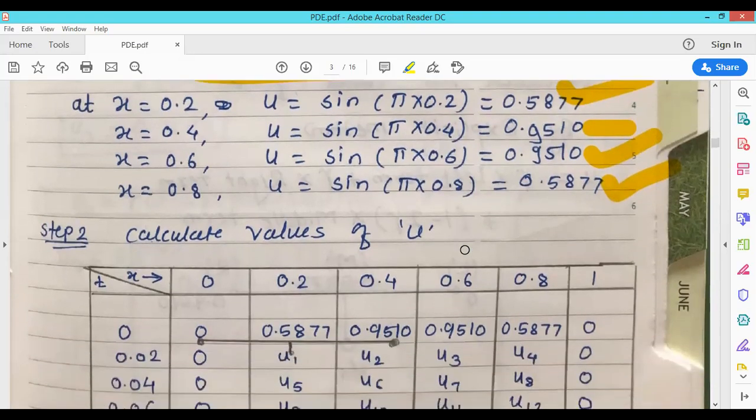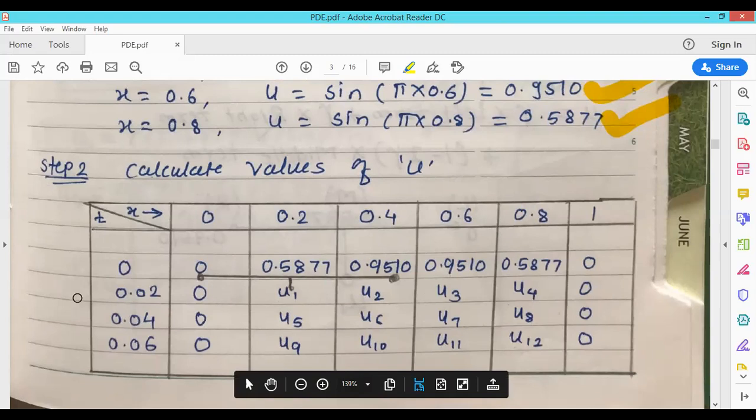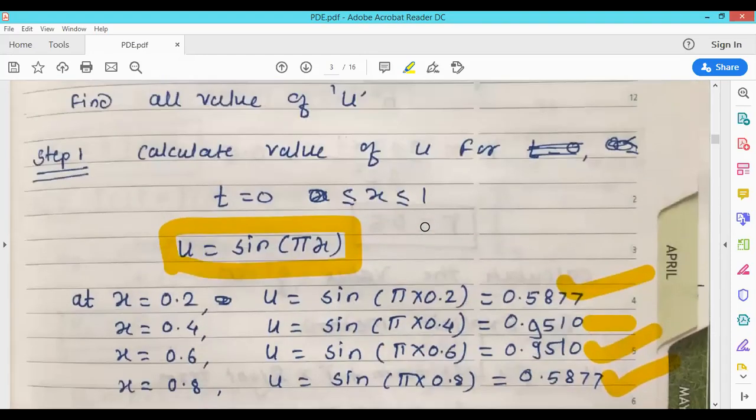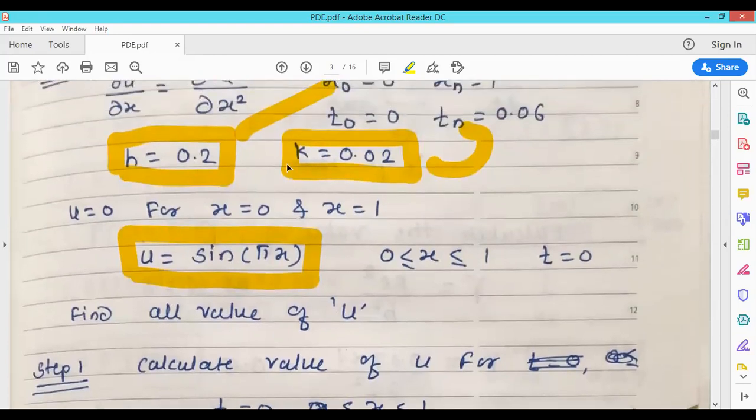After that, we have to make a table, and in that table we have to insert the values of x and t. Along this direction, we have to put the values of x, and along this direction, we have to put the values of t. Along the x direction, we have to take h is equal to 0.2. They are giving that h is equal to 0.2.